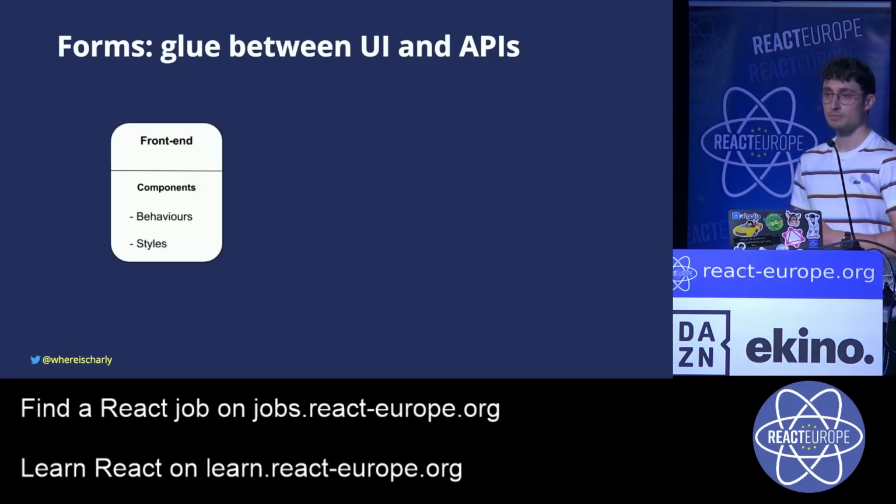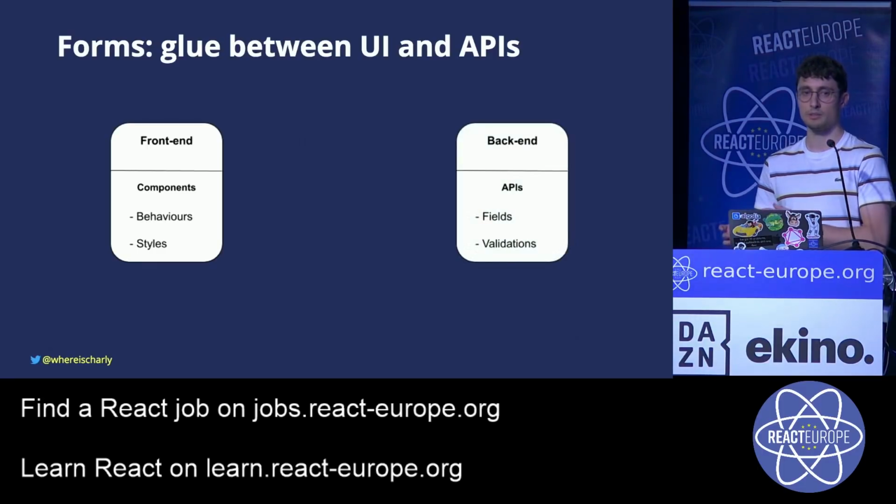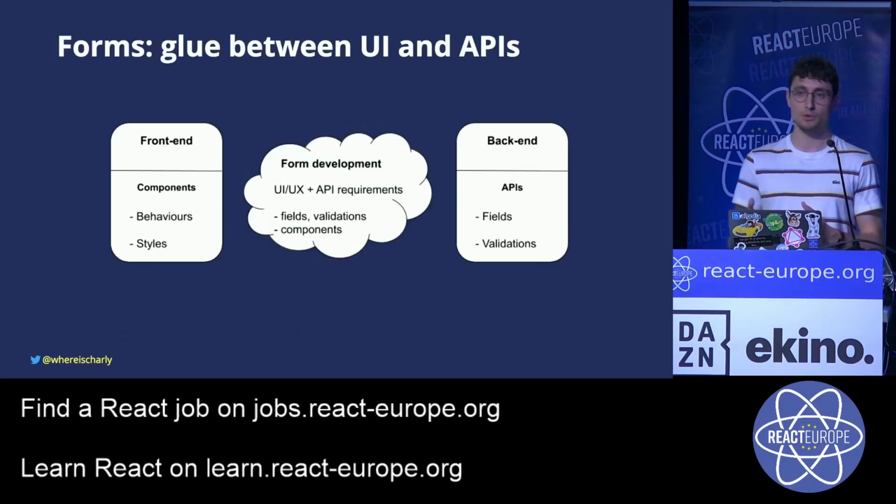Your frontend is composed of a set of components that define the look and feel of your application. So a set of behaviors and style. On the other side, on the backend, reside the APIs that define everything about data. So validation, the shape of the data, the business logic. Form basically tries to mix those two things by bringing the best of the UI, so the look and feel of your application, and the requirements of your data.